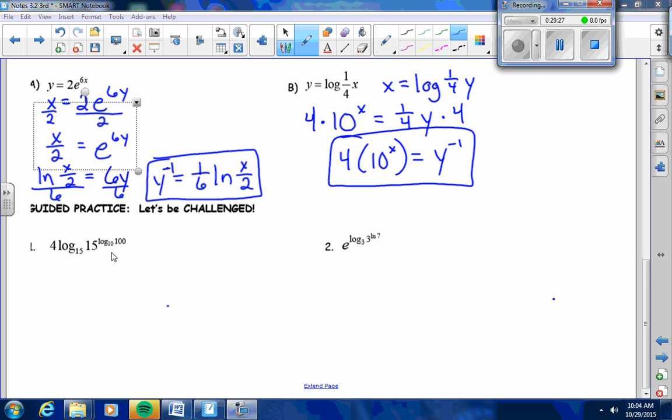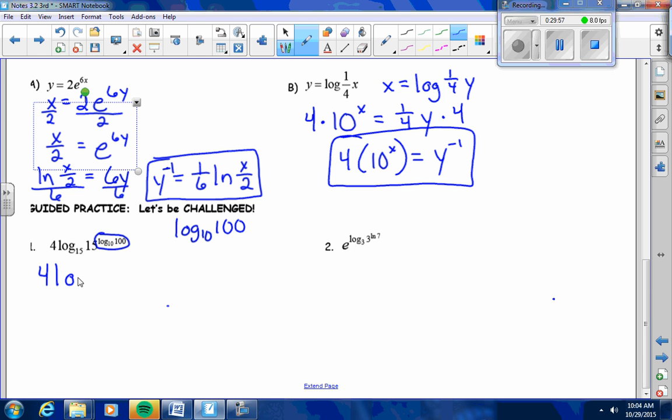My hint on this was you have to look at this exponent portion first. Oh, let me unfreeze it. You have to look at that portion first, which is the exponent, which says log base 10 of 100. So if I change to exponential, 10 to what power equals 100? 2. So that whole exponent simplifies down to 2.